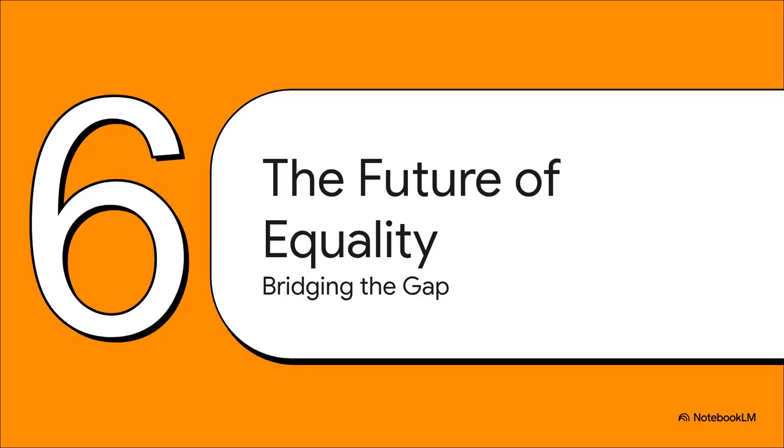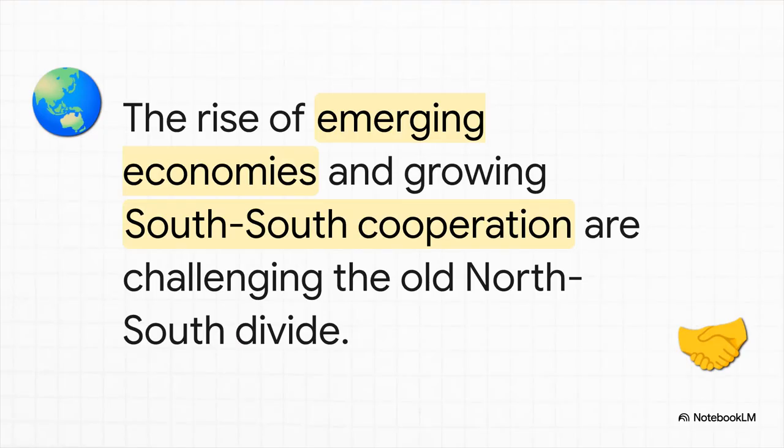But here's the thing: the story isn't over. This isn't a static picture. The world is changing, and fast. So what does the future of all this look like? That simple line we drew on the map earlier, it's getting a lot blurrier. You've got these incredible emerging economies totally changing the game and shifting the global balance of power.